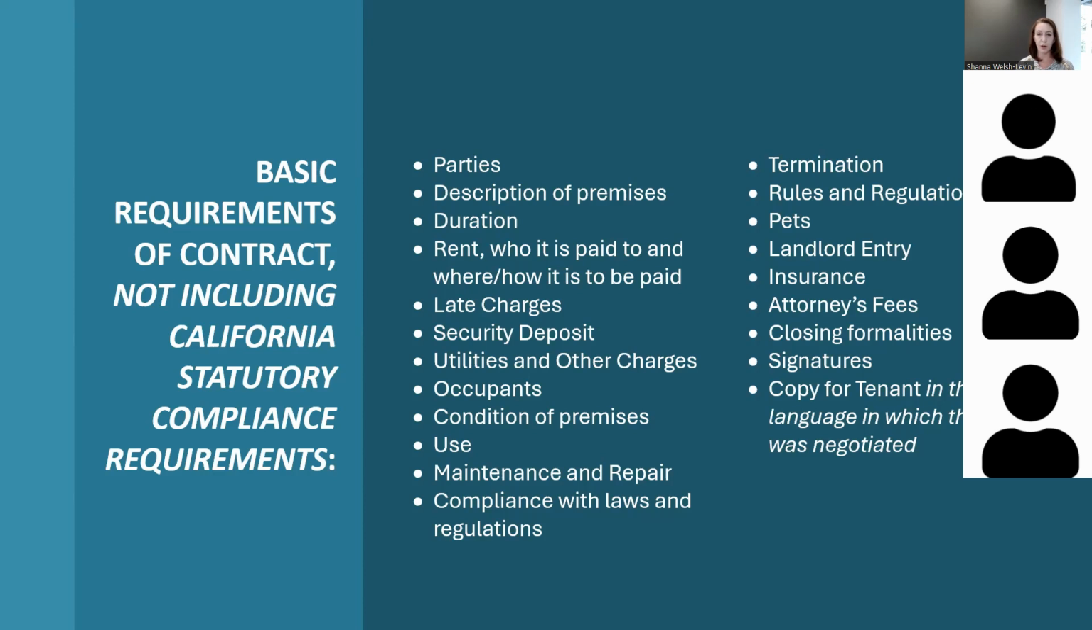It provides for the parties to accept electronic signatures and to be signed in counterparts, meaning that you might have two copies of the lease, one with your signature, one with the tenant's signature, and you can put them together. That's what counterparts means. And there's a bunch of other boilerplate type things that go into closing formalities. You want to make sure you get signatures on your contract. And then it's important that you provide a copy to the tenant in the language in which the lease was negotiated.